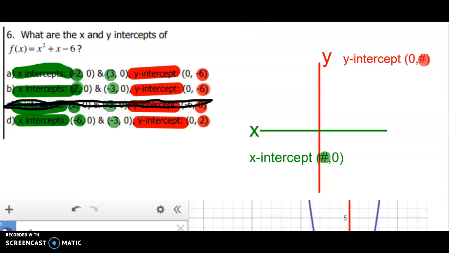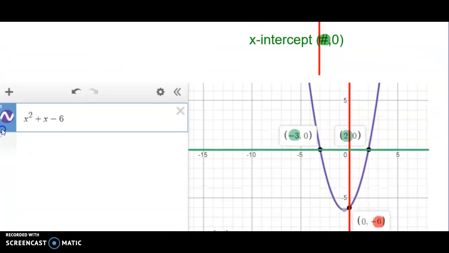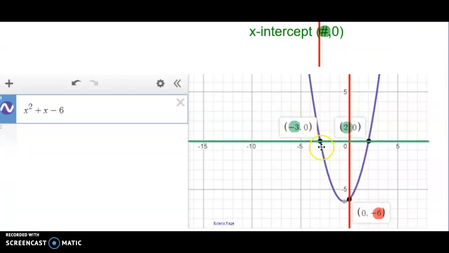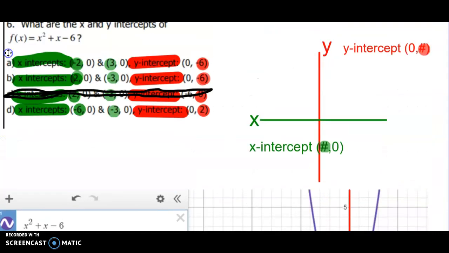Now, what you would have to do is go and type this problem into Desmos. Boom. I can see that it intercepts the x-axis at -3 and 2. So let's see if I can mark off anything. It crosses at -3 and 2. Nothing about a 6, so I know that's not it. -3 and 2. Oh, and that says 3 and -2, so I know that's not right either.